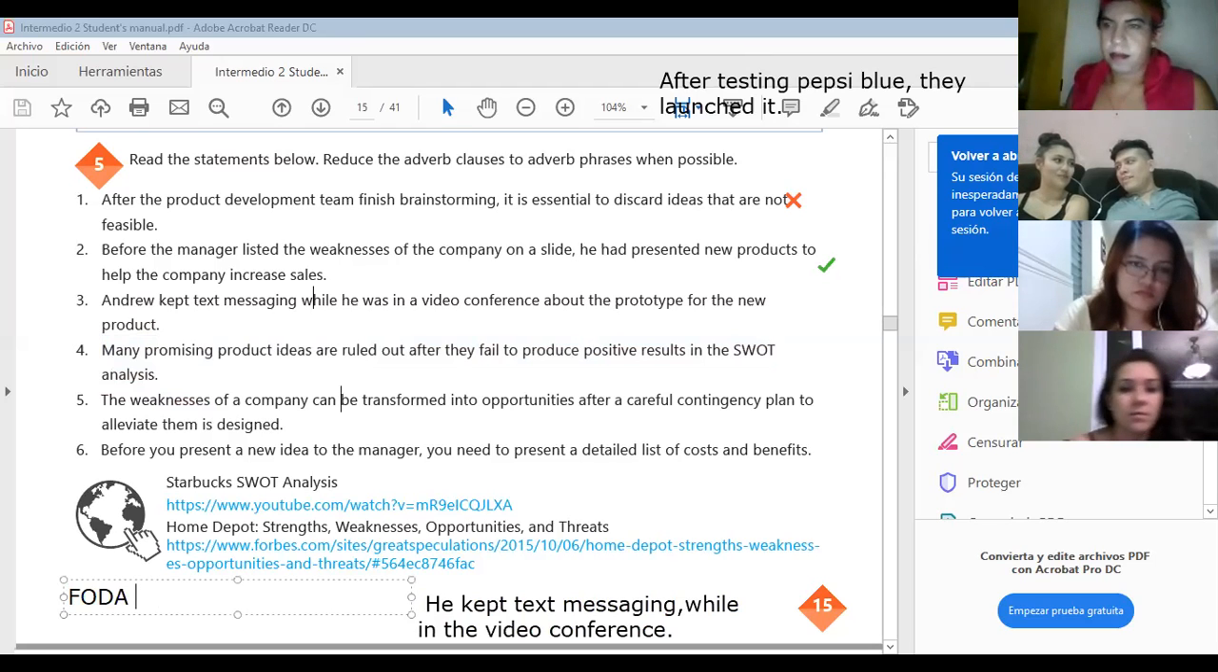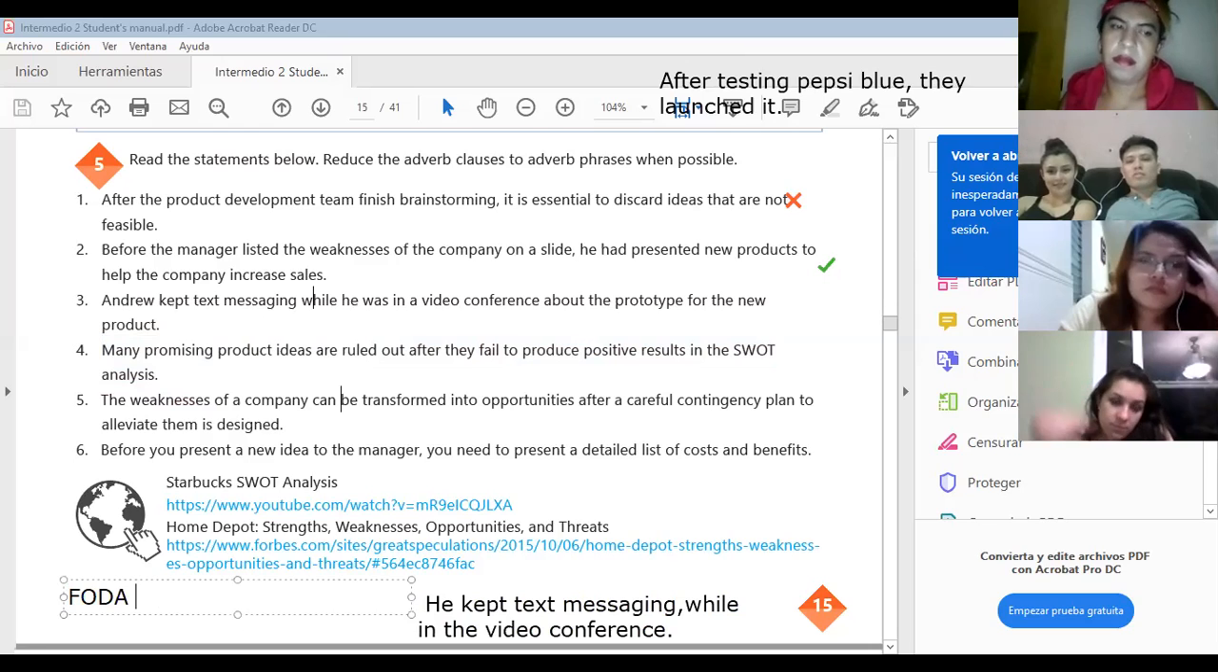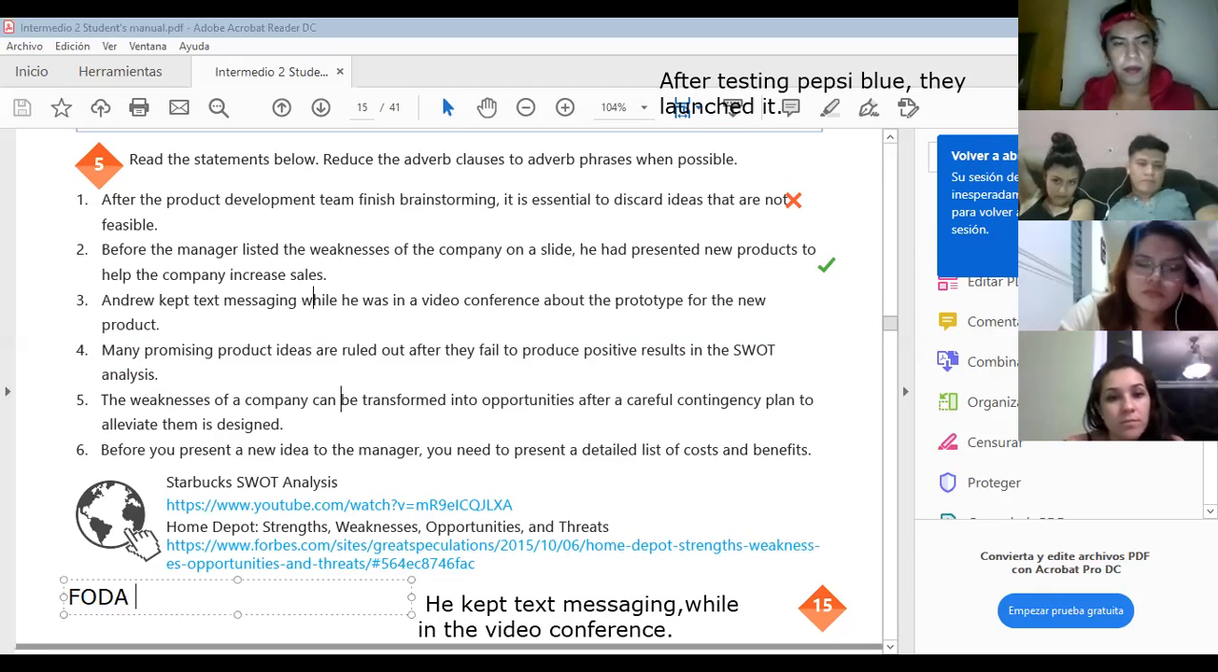It's like the analysis of fortaleza, oportunidades, debilidades y amenazas, dijeron, ¿verdad? Es lo mismo, okay? All right, good. Welcome. Any other question about vocabulary, please?